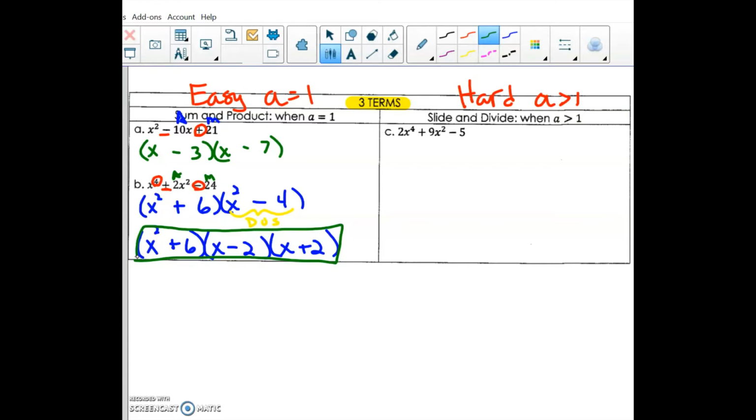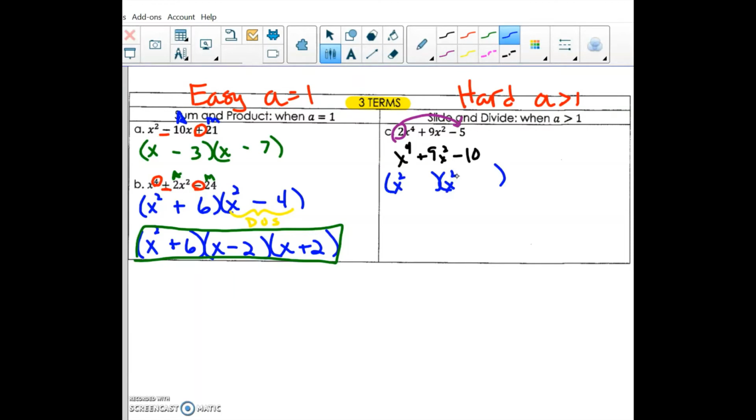As we progress to the C problem, the harder trinomial, some of you guys are going to like the slide and divide method versus the guess and check method. So if you recall, the slide and divide method is going to take the 2 and multiply it by 5. So that's going to give us x to the 4th plus 9x squared minus 10. But keep in mind, you have to remove the 2 later on in the problem. So just like we did a moment ago, we'll have x squared.